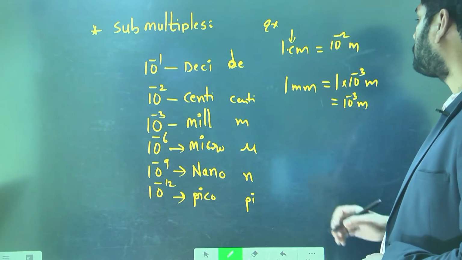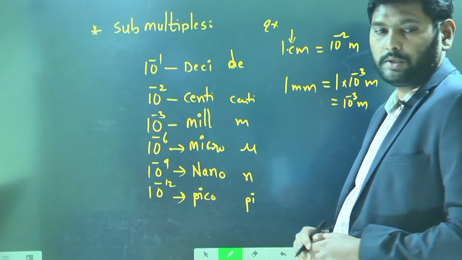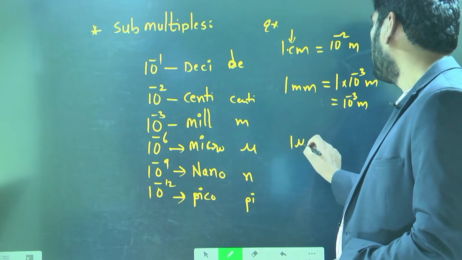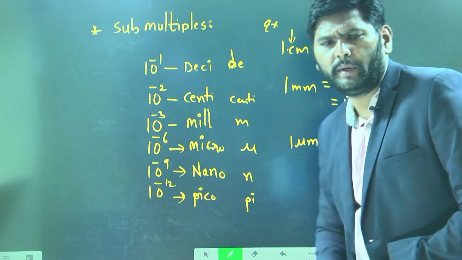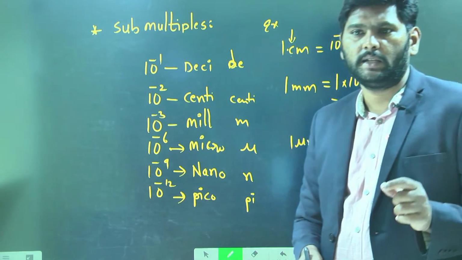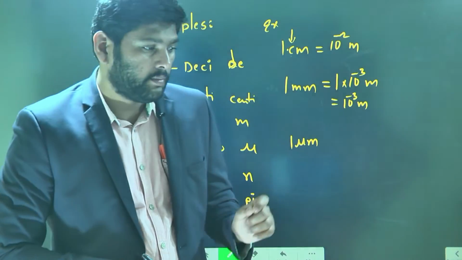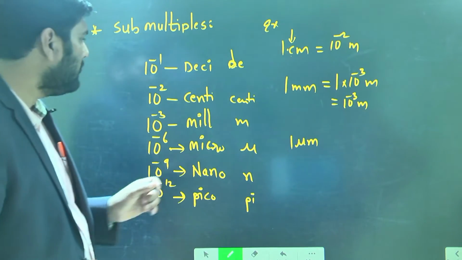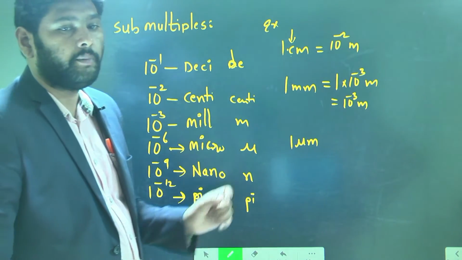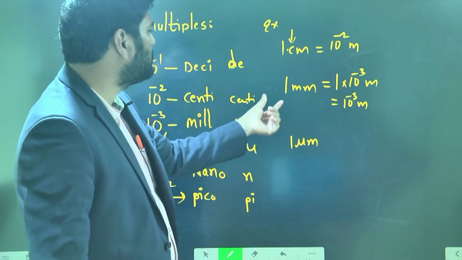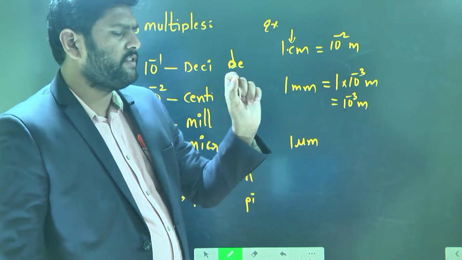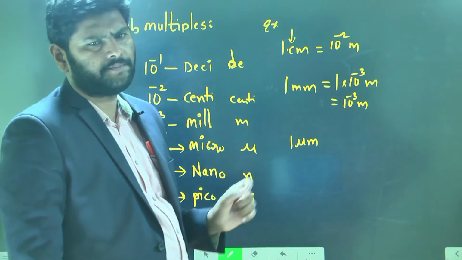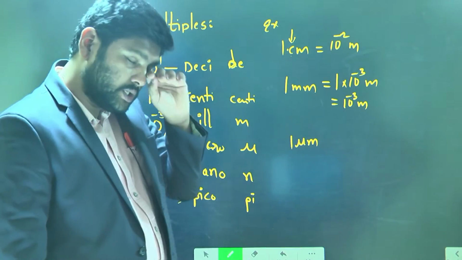Next, same way for the smaller values, 1 micrometer. Generally this 1 micrometer is used for measuring the size of the molecules. This 1 millimeter you measure the thickness of the wires. Then 1 centimeter we measure the small lengths. That way these length units will help you.